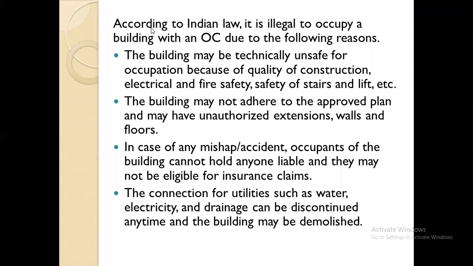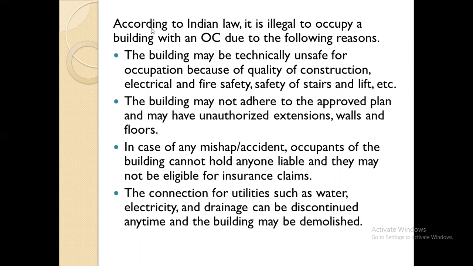As well as whatever basic safety standards there are, those basics were also not followed at the time of construction of such buildings. So we can say such buildings or structures are unsafe for living, or for doing any work, or performing any function in such buildings.